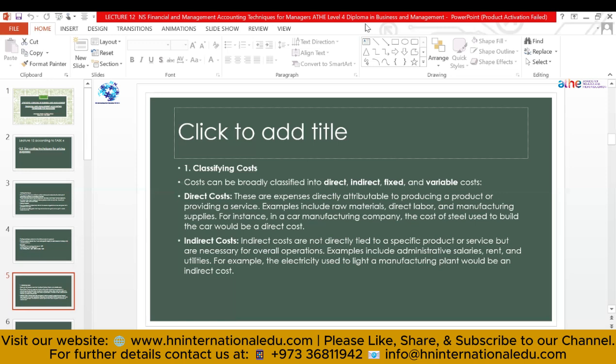Indirect costs, however, are not directly tied to a specific product or service, but are necessary for overall operation, just to have the guarantee that the operations are running smoothly and the daily working capital is going nicely. We need to cover it up, like administrative salaries, rent, and utilities. For example, the electricity used to light a manufacturing plant would be an indirect cost. Is the example clear? The electricity used to light a manufacturing plant, any factory, would be an indirect cost, which is not directly affecting, but we do need it so that operations are running smoothly.